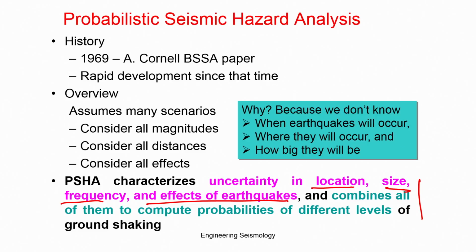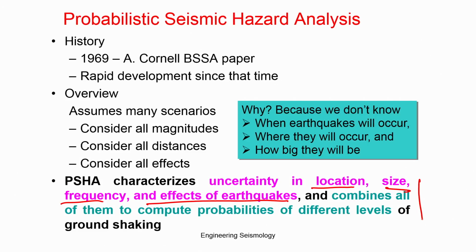So, this was developed by Cornell in his 1969 paper, where he assumed that, since we do not know where, when and how the earthquake is going to occur, all the possible magnitudes, all the possible distances, all the possible effects of the earthquake are considered. So the PSHA characterizes uncertainty in the location, size, frequency and effect of earthquakes and combines all of them.